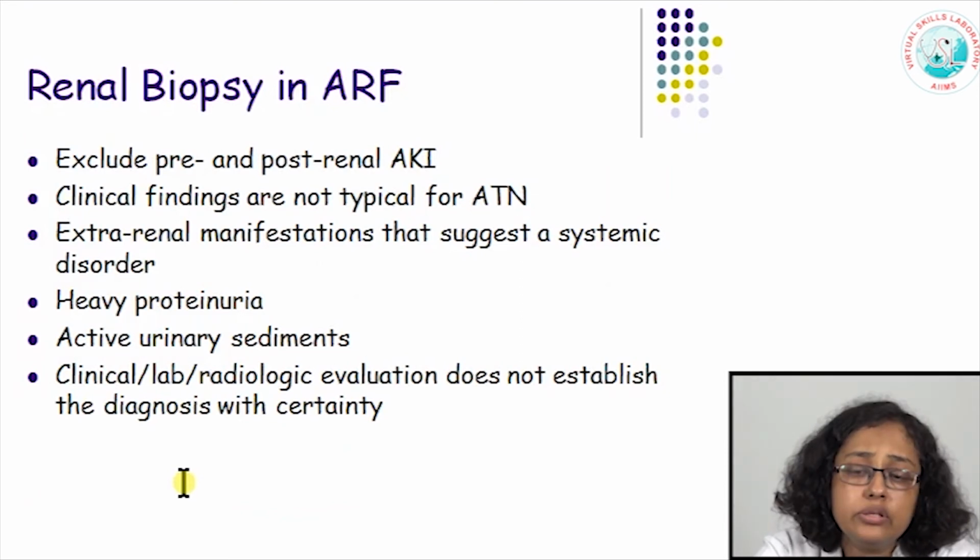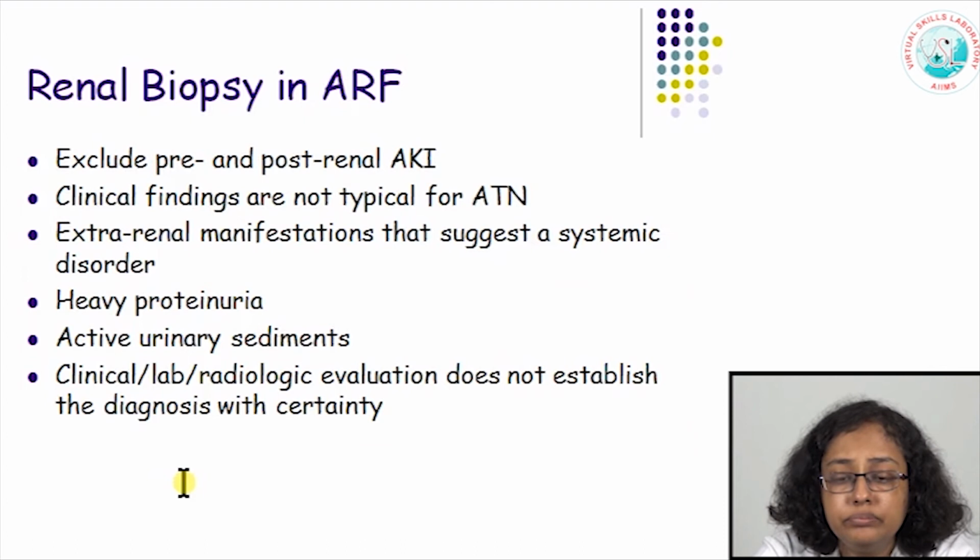Kidney biopsy is not usually done. When do we do a kidney biopsy in acute renal failure? We need to be sure there is no post-renal, obstructive cause of acute renal failure. There is no correctable pre-renal cause. Clinical findings are not typical of acute tubular injury, because for acute tubular injury, you do not need to do a kidney biopsy.